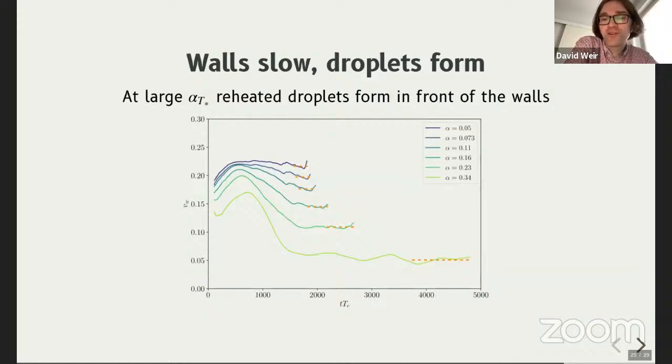And you can see here that, again, this is just a proxy. This is not an actual measure of the wall velocity itself. It's a proxy of it.